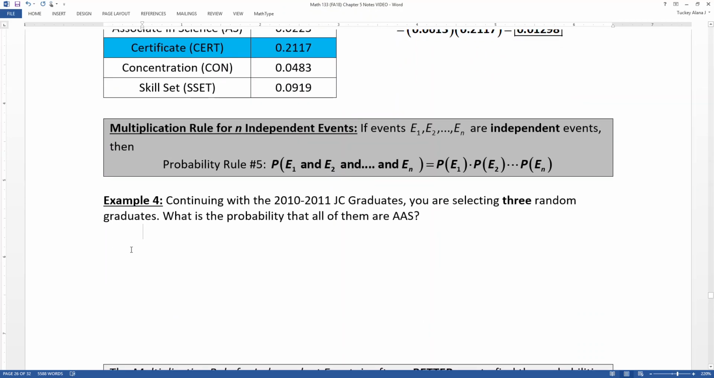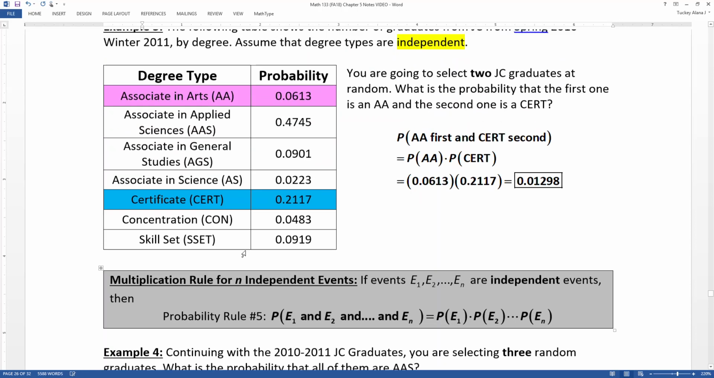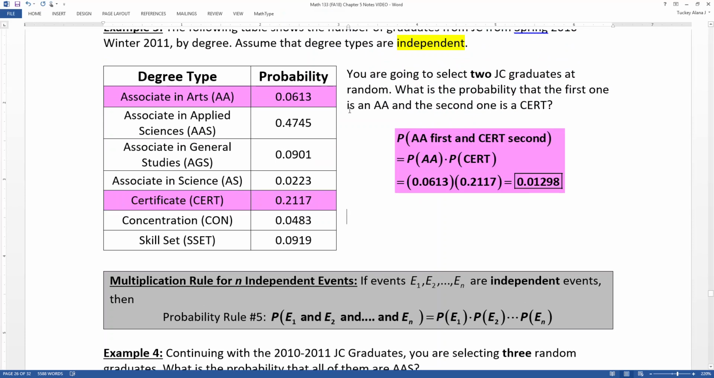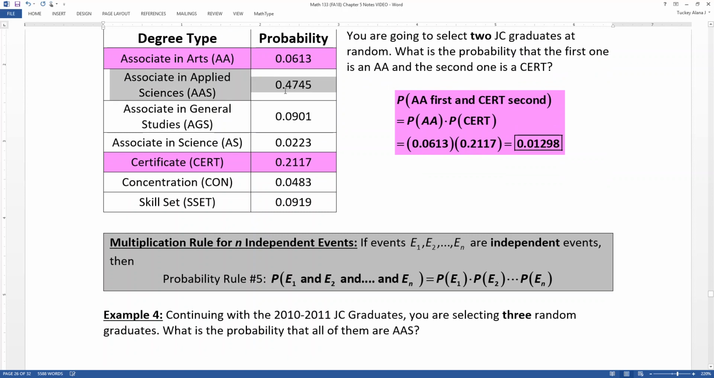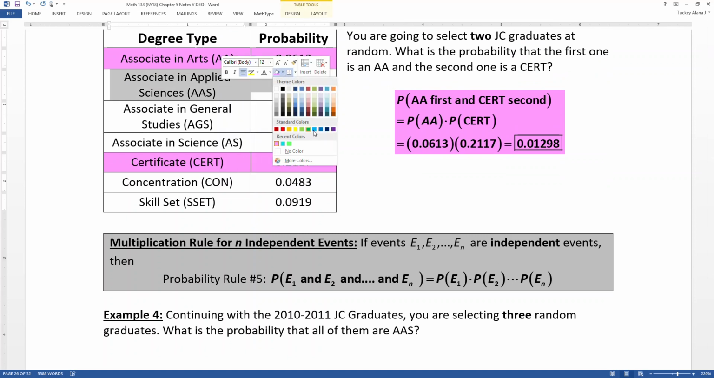All right, so continuing with this same theme, suppose we look at 2010-2011 graduates. You're selecting 3 random graduates. What's the probability that all of them are AAS? Oh, let me change my color coding a little bit here. One second. All right, so example 3 is the pink one. And now I want to talk about associate in applied science, which is this column or this row right here. So I want to make that a different color, like, I don't know, green or something.